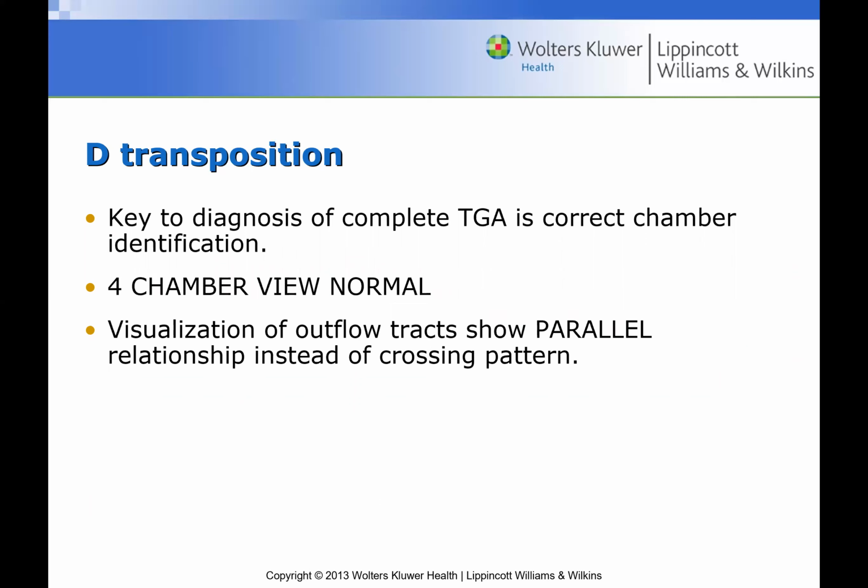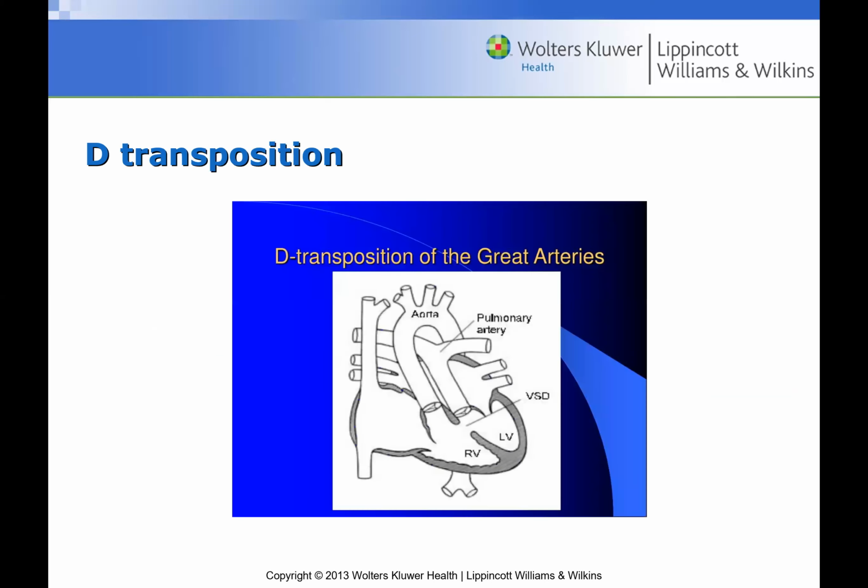The key to diagnosis of the complete TGA is the correct chamber identification. The 4-chamber view appears normal, so if you were just doing a 4-chamber view, you would not catch this. You visualize the outflow tracts and they appear parallel instead of crossing.